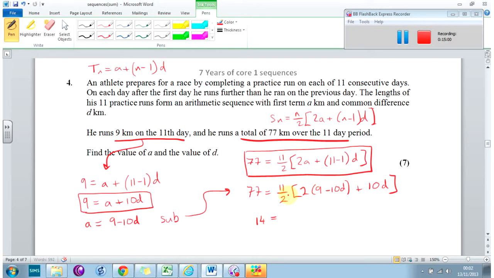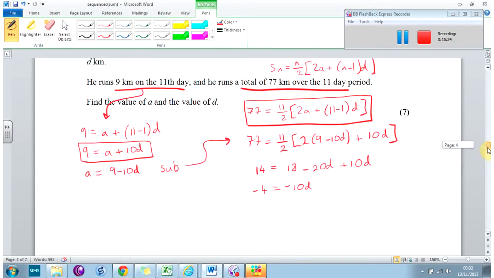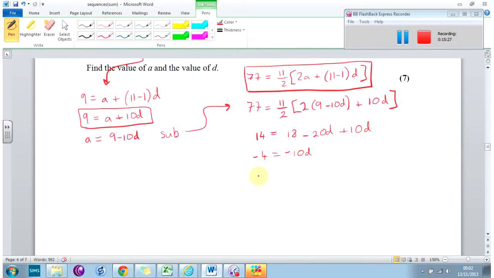Then I've got, that's disappeared because it's all gone over here, and now I'm going to do 2 times 9, which is 18, minus 20d plus 10d, and then that gives me, if I subtract the 18, minus 4, and then on this side I've got minus 20 plus 10, which is minus 10d, and then I can divide it by minus 10, so d is equal to 4 tenths, which of course is 2 fifths.